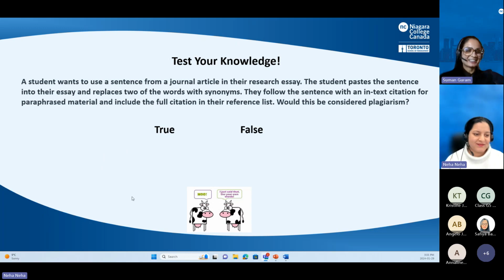Sorry about that. A student wants to use a sentence from a journal article in their research essay. The student pastes the sentence into their essay and replaces two of the words with synonyms. They follow the sentence with an in-text citation for paraphrased material and include a full citation in their reference list. Would this be considered plagiarism?